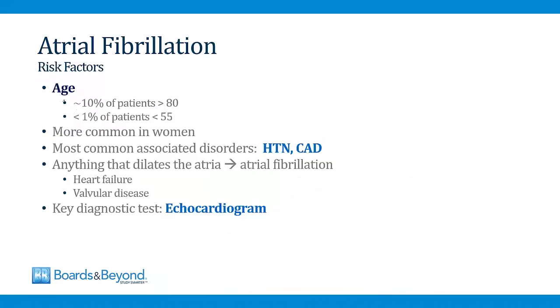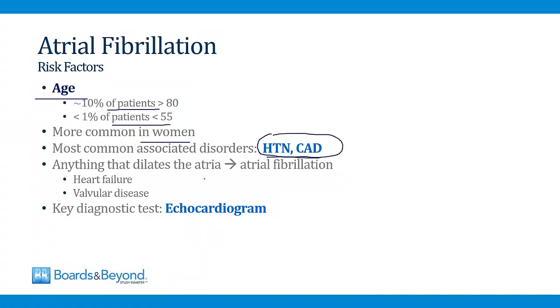The major risk factor for atrial fibrillation is age. AFib occurs in about 10% of patients in their 80s, and it occurs in less than 1% of patients under 55. Most of the patients I take care of with AFib are in their 70s, 80s, or 90s. It's more common in women, and it is often associated with hypertension or coronary artery disease. These two conditions, which are very common, are often present in patients who have atrial fibrillation.